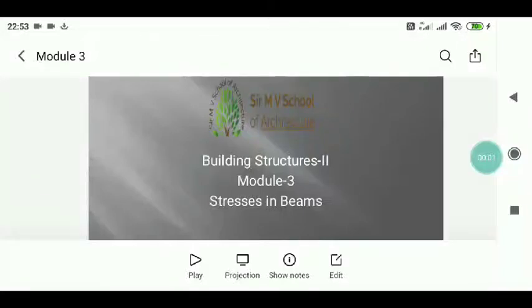Number 3, which talks about stresses in beams. First, we shall discuss what is meant by stress. In module number 1, we understood that stress is a resisting force acting per unit area whenever force is acting. Hence, whenever a compressive force is acting on a body, the resisting force created per unit area is called compressive stress.